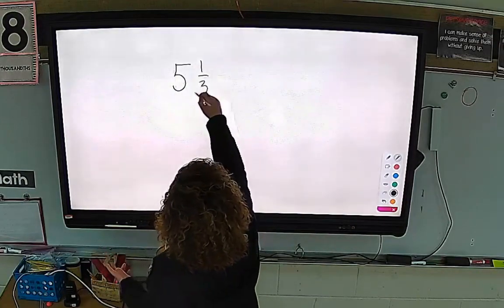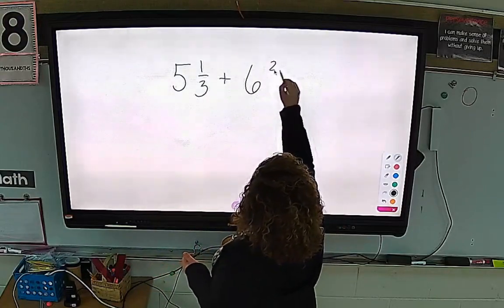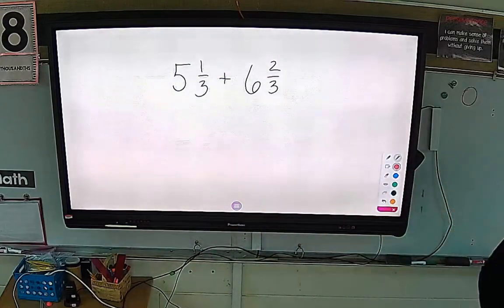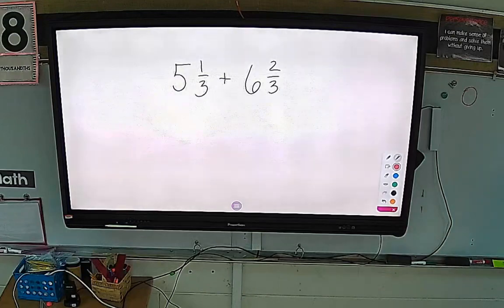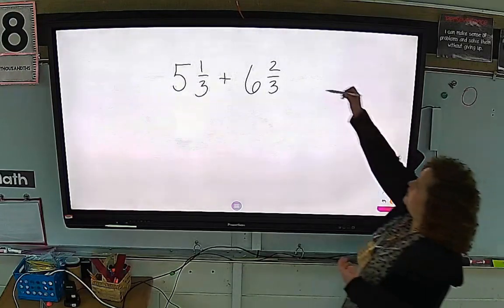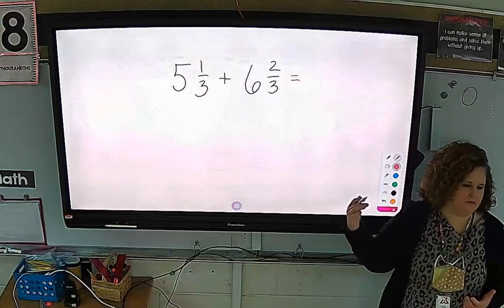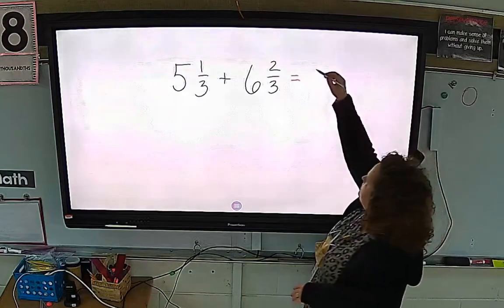5 1/3 plus 6 2/3. Okay. Now, if we follow the directions Miss Wendy's already given us, we're going to add our whole numbers first. So let's do that. Okay. 5 plus 6. 11. Okay. 5 plus 6 is 11.